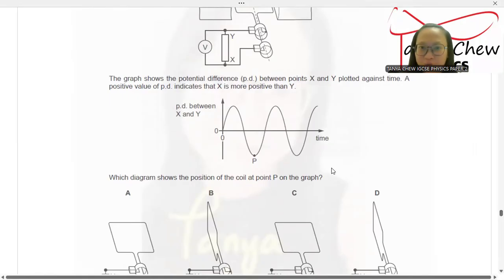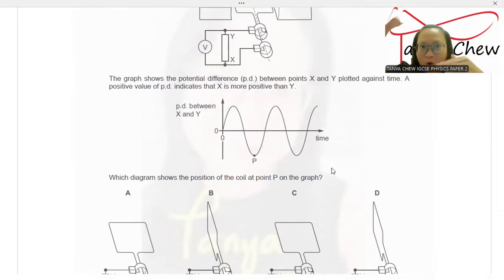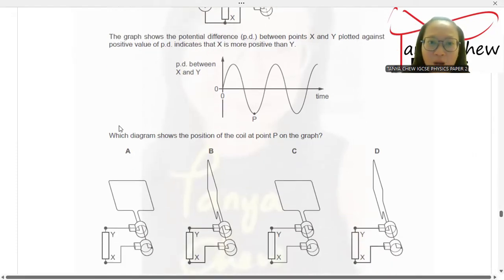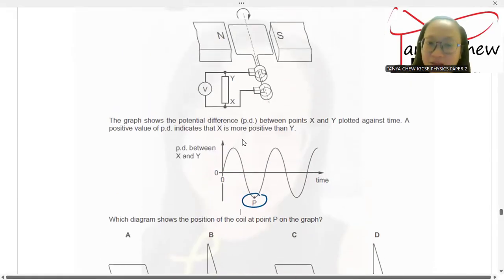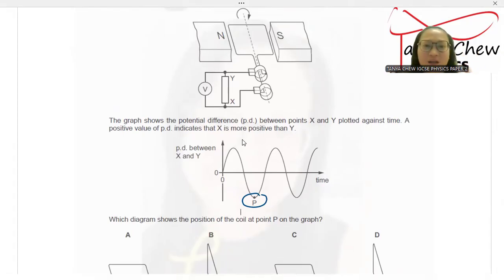This is an AC generator, so this is the output of the AC generator. It consists of positive and negative values. AC, after all, is alternating current, right? Alternating current has both positive and negative directions, right? Now, which diagram shows the position of the coil at point P? The hint is that at point P, you get maximum PD. Maximum PD, but in the negative direction. Doesn't matter because AC is supposed to turn 360 degrees, right?